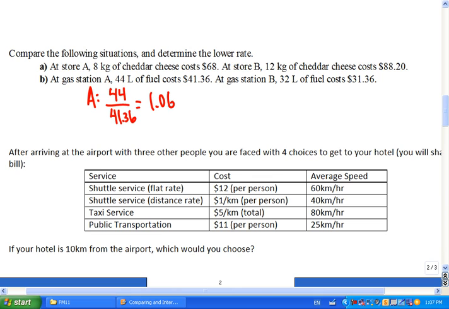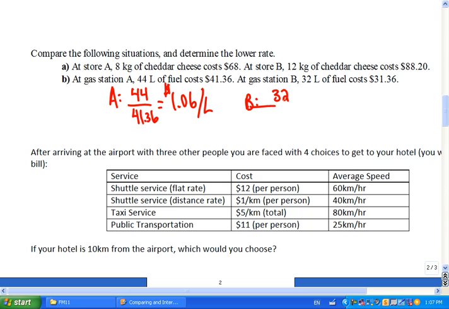So this is $1.06 per liter. And it's station B. You have 32 liters, and you'd be paying $31.36. And that's $1.02. So the cheaper gas station would be B. Dollars per liter, yeah.